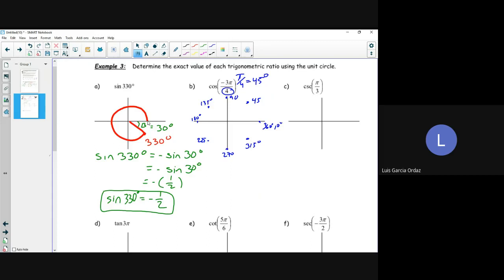Okay, so our radian measure is negative 3 pi over 4. Which way are we going? So what would our acute angle be? It's just equal to pi over 4, which means cos of negative 3 pi over 4 is equal to negative cos of pi over 4. So what is the ratio of cos of pi over 4?